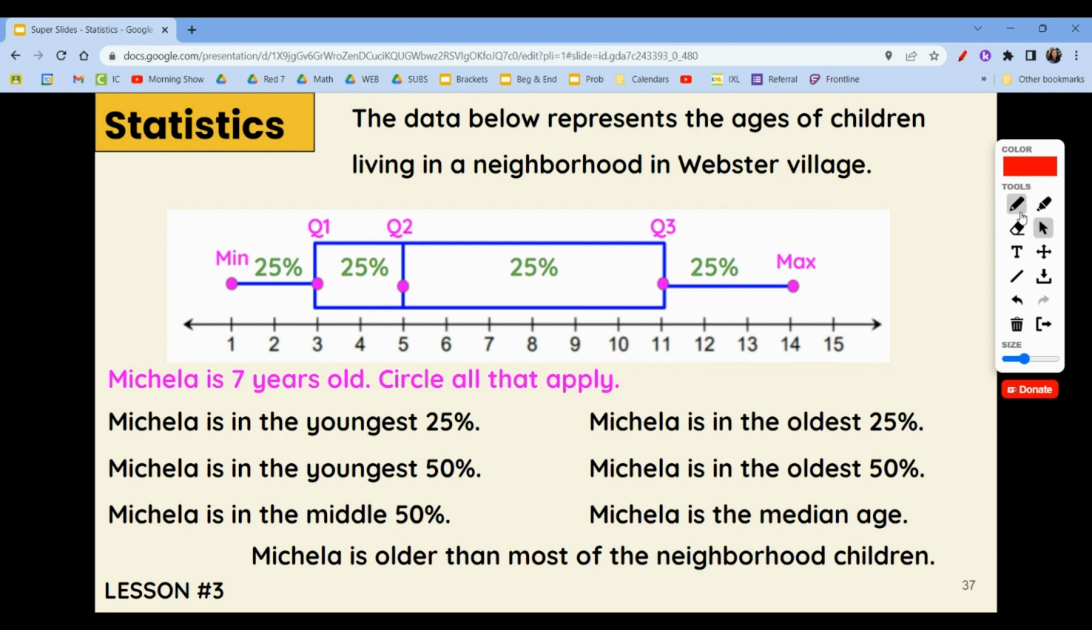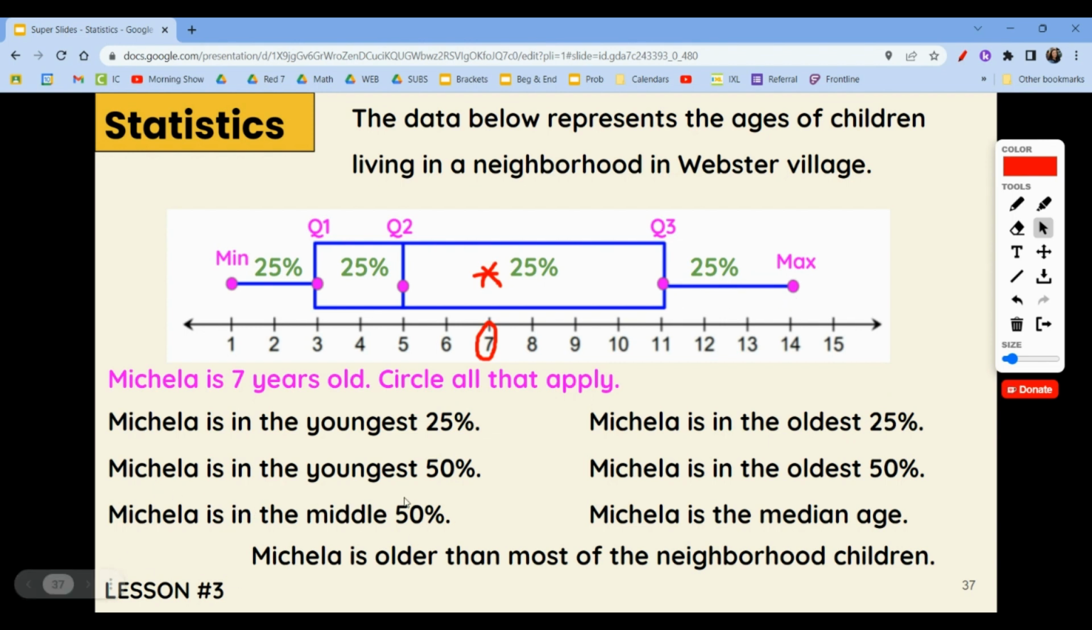Michaela is 7 years old. So here's Michaela. She is 7 years old. Circle all that apply. Michaela is in the youngest 25%. No, because the youngest 25% is this whisker. Michaela is in the oldest 25%. No, because the oldest 25% is this whisker.